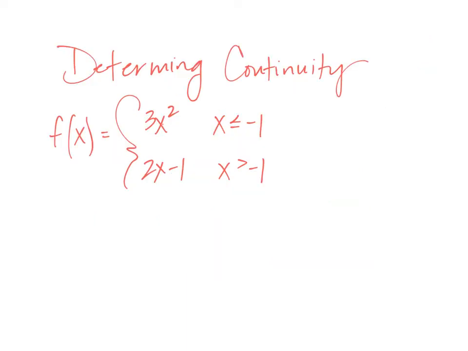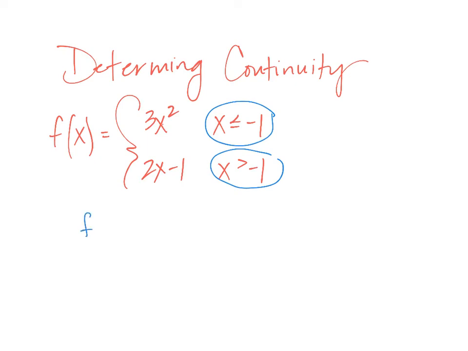Here's another example of determining continuity of a piecewise function. So again, I've got a piecewise function with two branches. The first one, y is equal to 3x squared. The second one, y equals 2x minus 1. Notice these are both polynomials, they're well-behaved functions, so the only place that I'm questioning the continuity is where the two come together at -1.